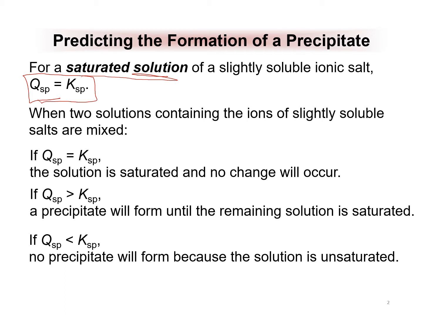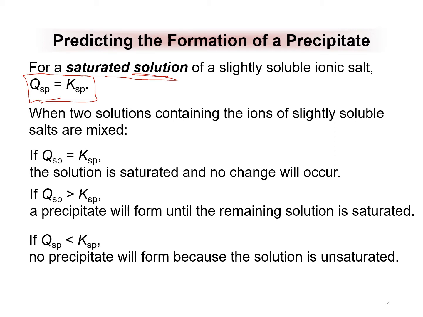However, if QSP value is greater than the KSP value, a precipitate will form until the remaining solution is saturated. So whenever QSP value is going to be greater than KSP, it's exactly same concept as we have seen in chemical equilibrium when comparing if a reaction goes towards left or right. So it's the same concept. If QSP is greater than KSP, a precipitation reaction will occur and insoluble precipitate will be formed. If QSP is less than KSP, then no precipitate will be formed because the solution is still unsaturated.